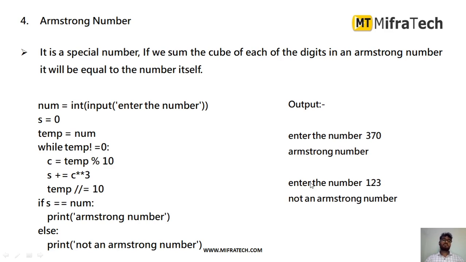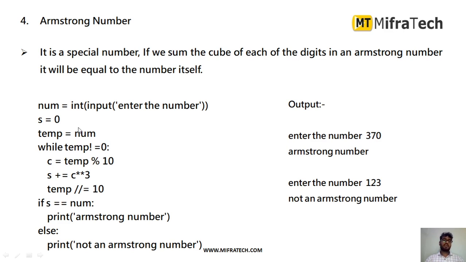Next what we have is the Armstrong number. So what is an Armstrong number? If you take any number, and the sum of the cubes of each digit in that number is equal to the number itself, that is an Armstrong number. For example, if you take 370 as a number, 3 cube plus 7 cube plus 0 cube is equal to 370, so that is an Armstrong number. Okay, we'll write a program for this.